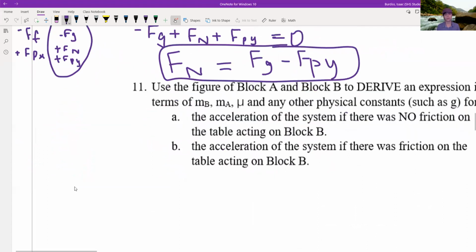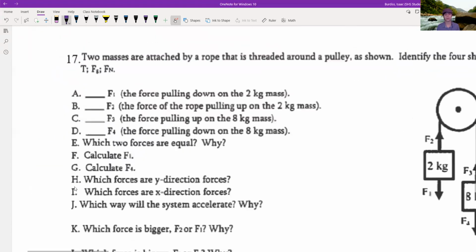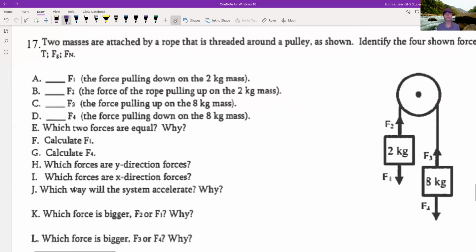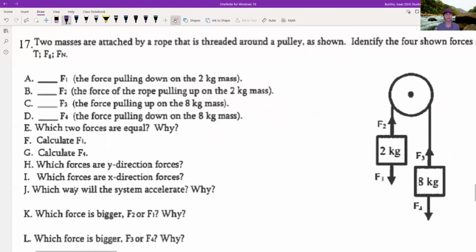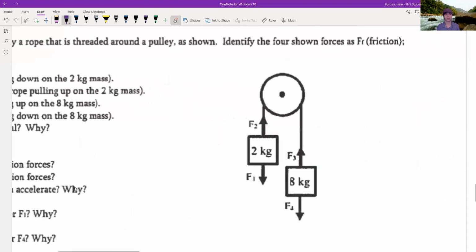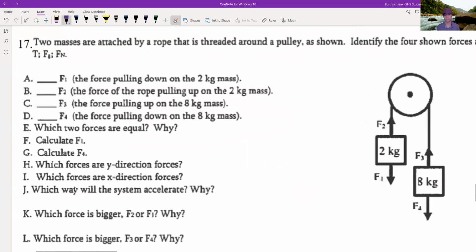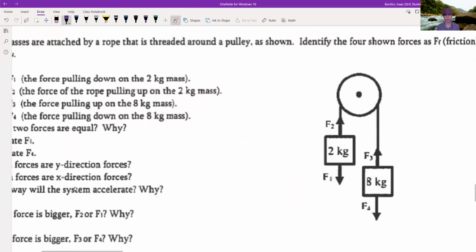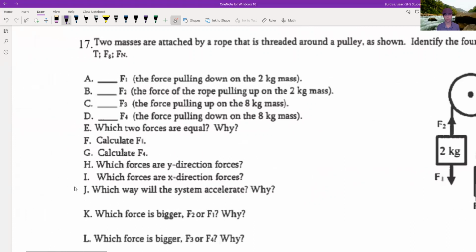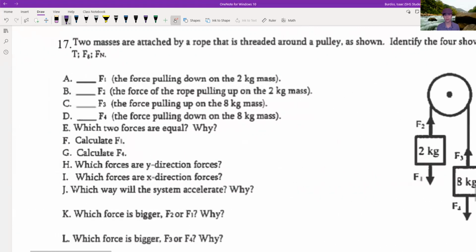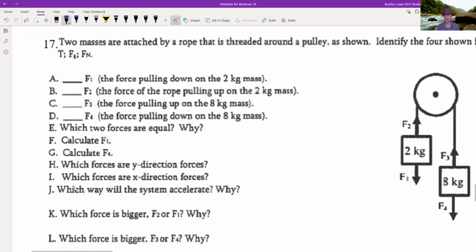All right, now we're going to do one last one, and this is a crazy one, but let's just see what we have here. Two masses are attached by a rope that is threaded around the pulley as shown. Identify the four shown forces. That's a little different than what you usually do because it just says T. But let's just start out with this.